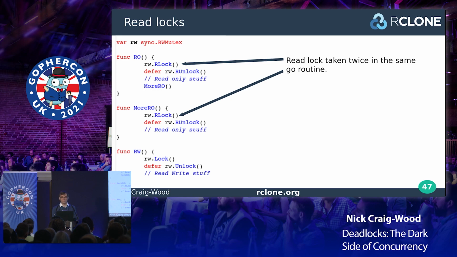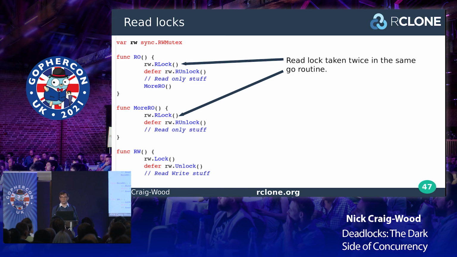Here's an example with read-write locks. Here we have two main functions, RO and RW. RO takes a read lock, and then calls moreRO, which in turn takes the read lock again. This is allowed. Read locks can be taken multiple times. The read-write function takes the lock for write. This looks harmless, and it works most of the time, until suddenly it doesn't, and you've made a deadlock, as we'll see in a moment.